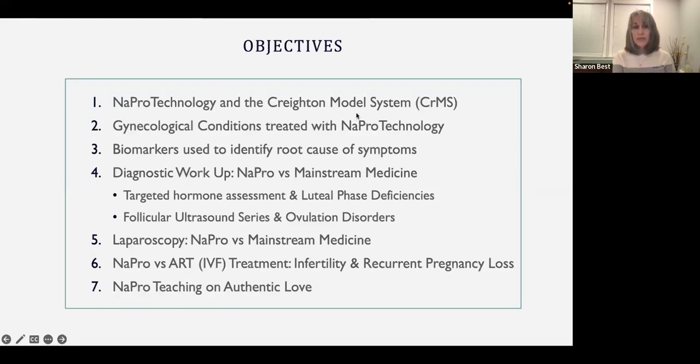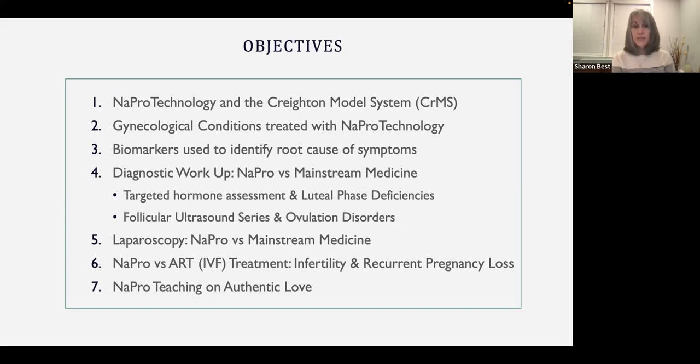So the objectives this evening are going to be, I'll explain to you what is NaProTechnology, as well as what is the Crichton model system. This is a method of charting a woman's menstrual cycle from which NaProTechnology evolved. We'll talk about the gynecological conditions that are treated with NaProTechnology. I'll introduce to you the biomarkers that are used to identify the root cause of the woman's symptoms. We'll talk a little bit about the diagnostic workup. We'll compare NaPro protocols to mainstream medicine guidelines, but I'll highlight the differences.